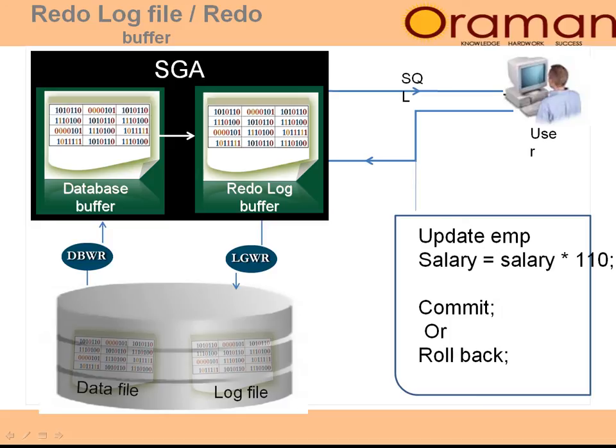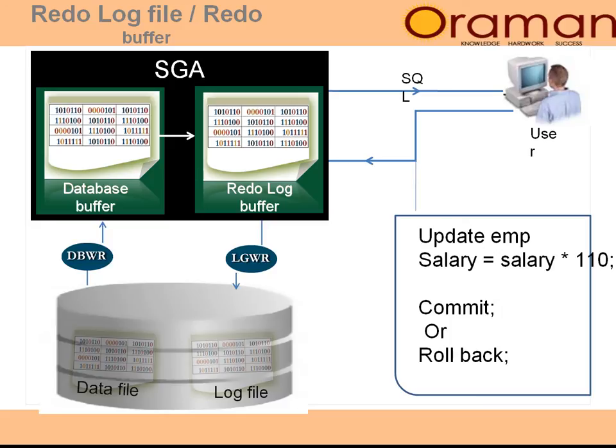If the user has committed the data, then the redo log changes which are committed will be written back to the database buffer, and eventually the database writer will write back to the data file as persistent. But if for any reason the committed changes were not written to the database buffer or data file, there is a system change number which is recorded on data files and log files.